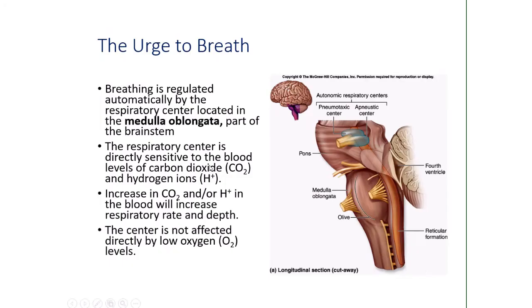So that respiratory center in the medulla oblongata, not only is it sensitive to carbon dioxide, it's also sensitive to hydrogen. So a little bit of chemistry for you. We know that in cellular respiration, we produce carbon dioxide as a byproduct. A lot of this carbon dioxide is going to combine with the water that's in our blood. And from that, it will create carbonic acid, H2CO3. Okay, so this acid, the H2CO3, is going to dissociate into H+ ions as well as bicarbonate ion.